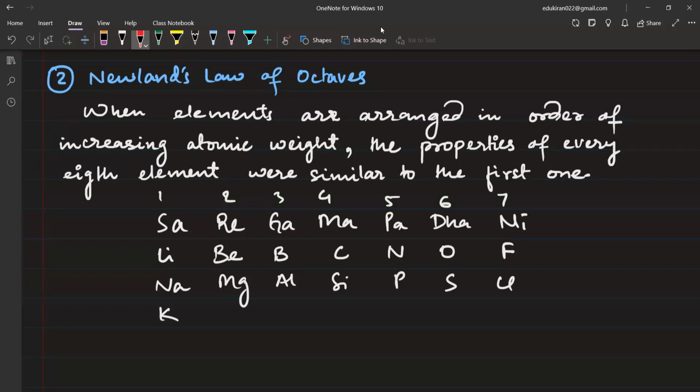Now, I don't think it's a good idea that textbooks write Newland's law of octaves and then just after that write the drawbacks. I used to also think that Newland wrote his law and then gave the drawbacks, that he pointed out the shortcomings in his own theory. So obviously it's not like that.